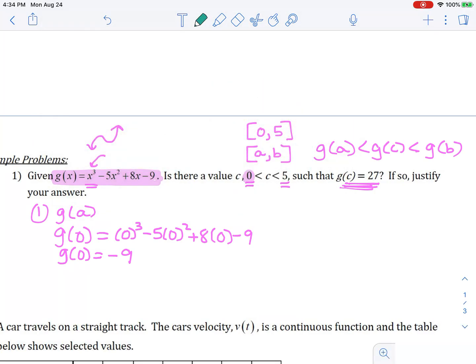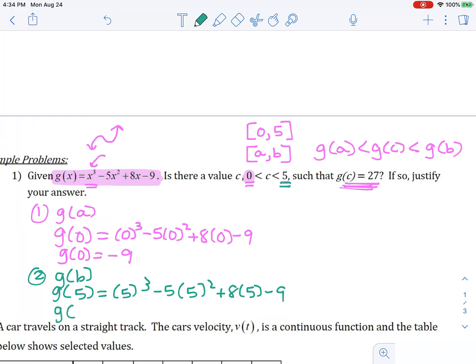Now let's find our g of b. Step 2, find your g of b, which is your g of 5. 5 cubed minus 5 times 5 squared plus 8 times 5 minus 9. To save time, I will let you know g of 5 ends up being 31. Double check my work.